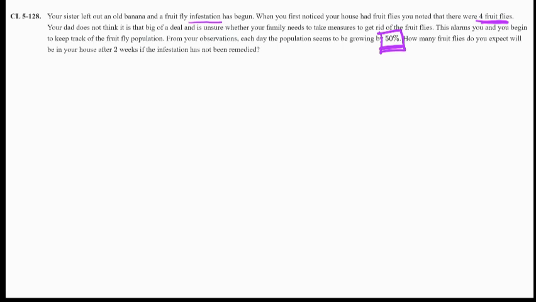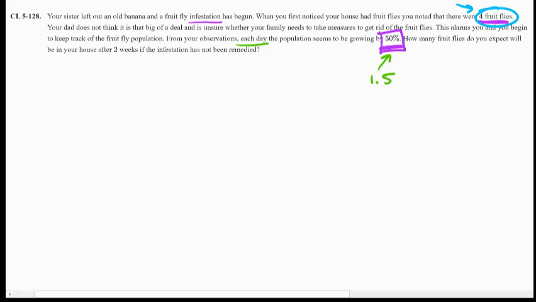So, the main thing to understand here is that our starting value here is 4. We started with 4. And then it's increasing by 50%, which would mean that we are multiplying it by 1.5, right? Because we have the original amount that we start with, and then plus that 50%. So each day it seems to be going up by 50% or multiplying by 1.5.